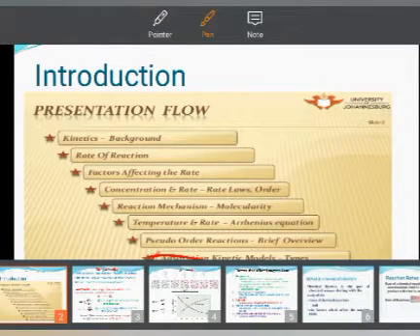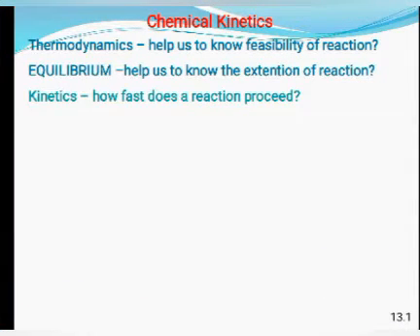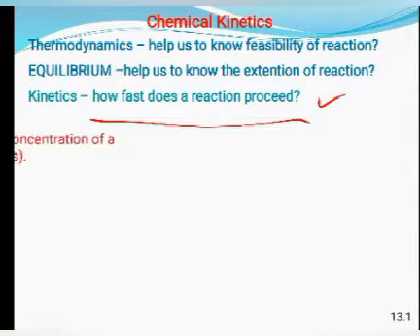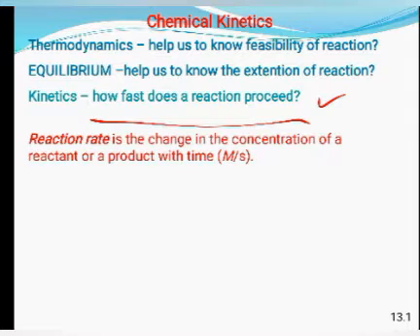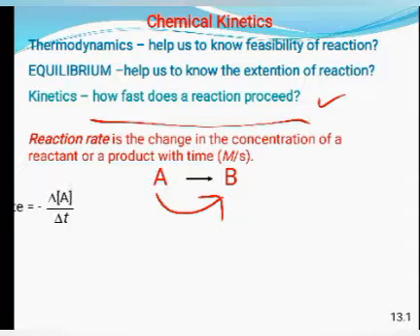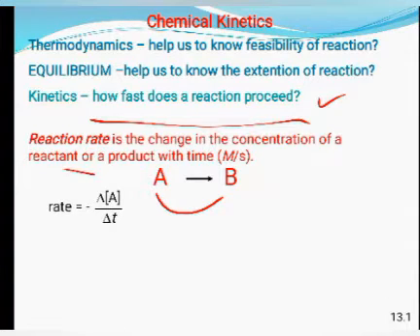Now, hope you understood whatever we studied up to now. Chemical kinetics tells us how fast the reaction is proceeding. Reaction rate is the change in the concentration of reactant or product with time. Take the example A converting to B, reactant converting to product. We will write it in this way.